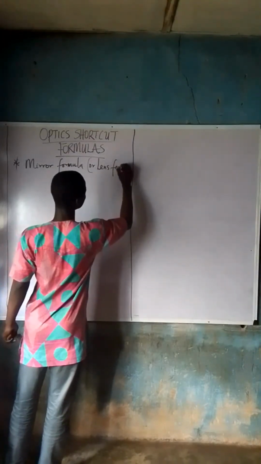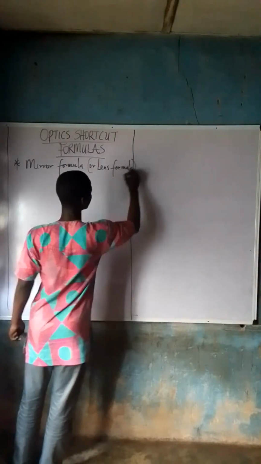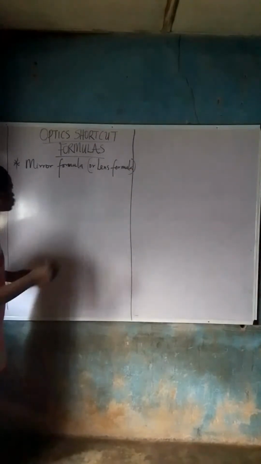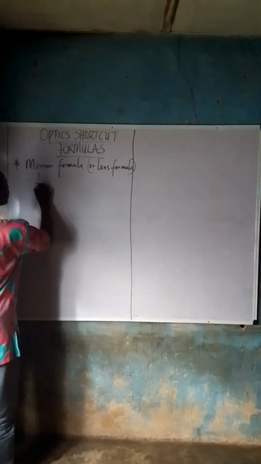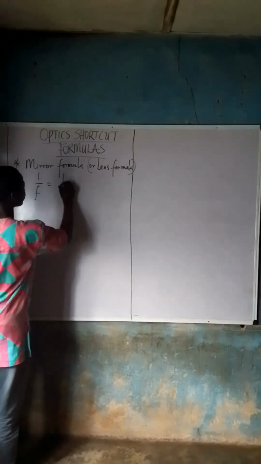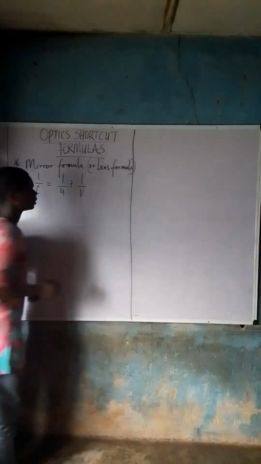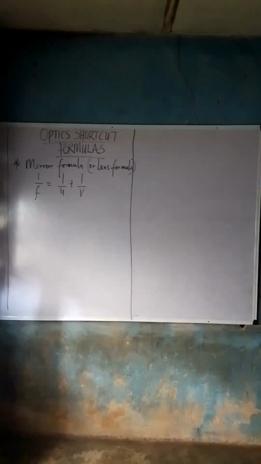We know that they are both similar. What is the usual formula for mirror or lens equation? We say it's 1 over f equals 1 over u plus 1 over v. This is the usual mirror or lens formula, as we already know it to be.